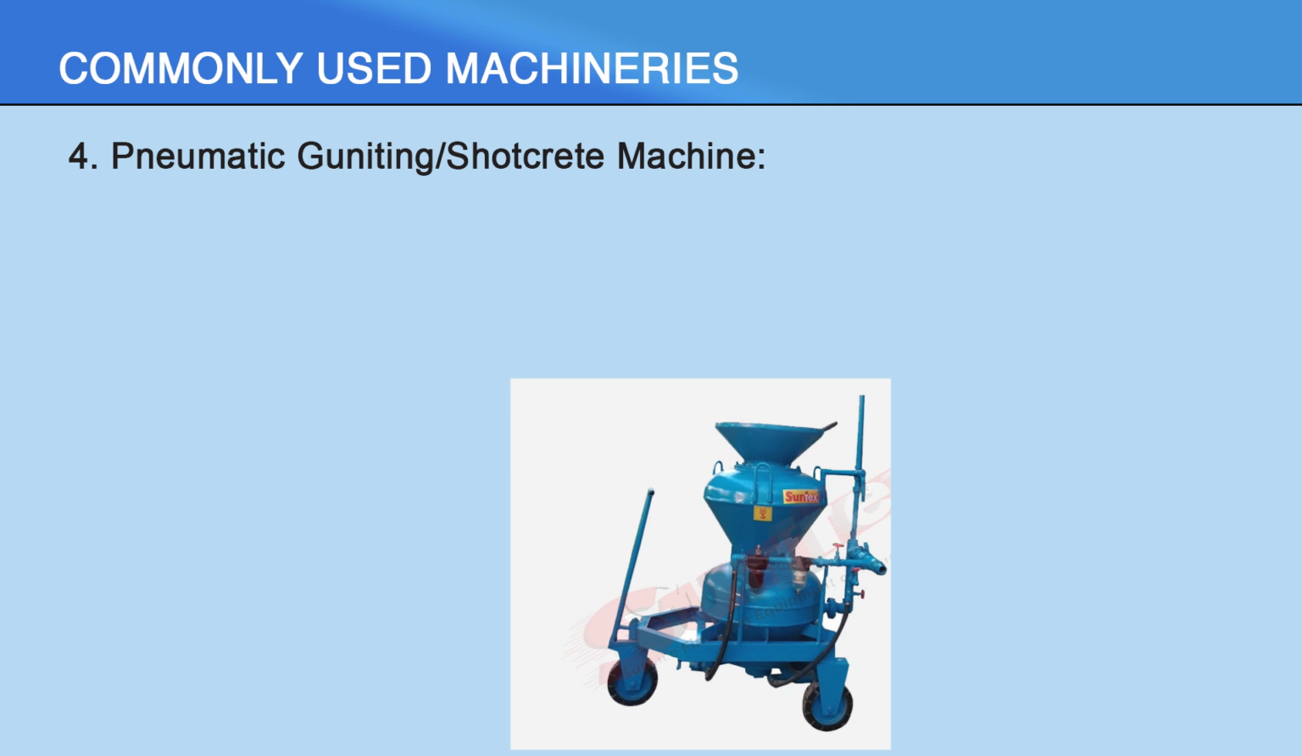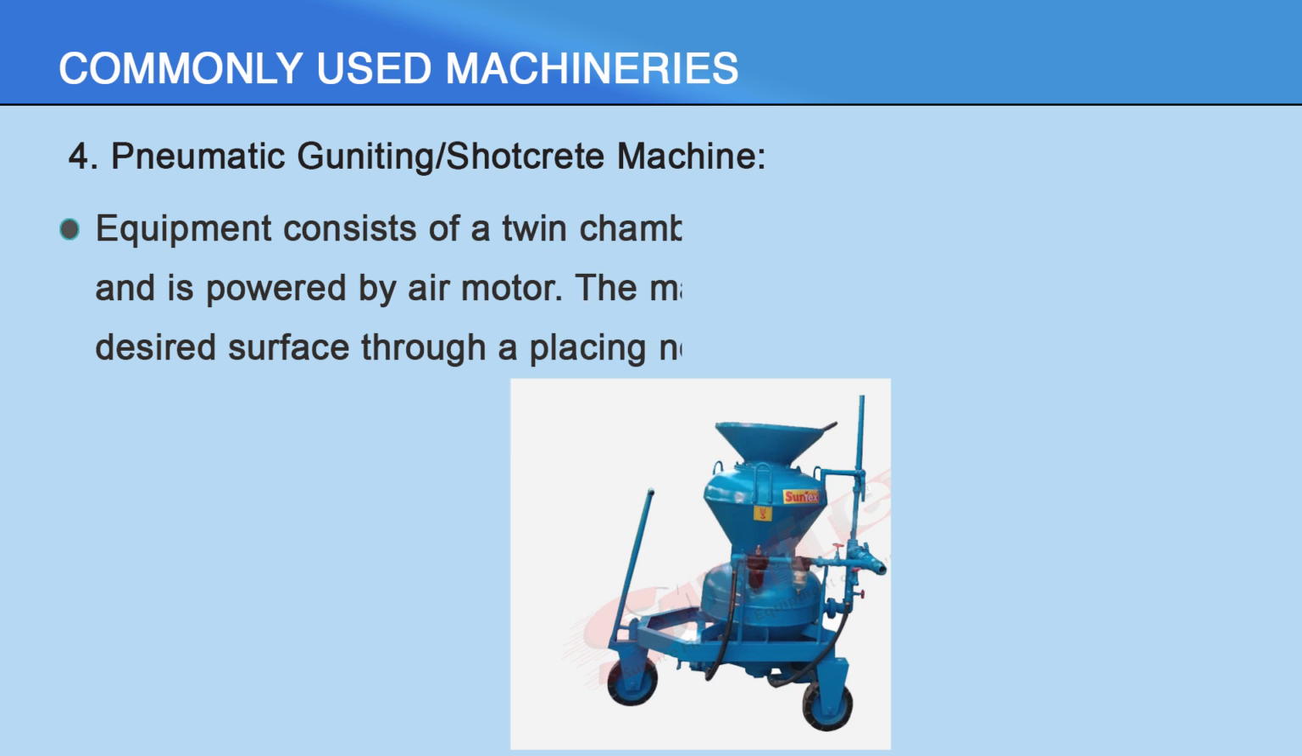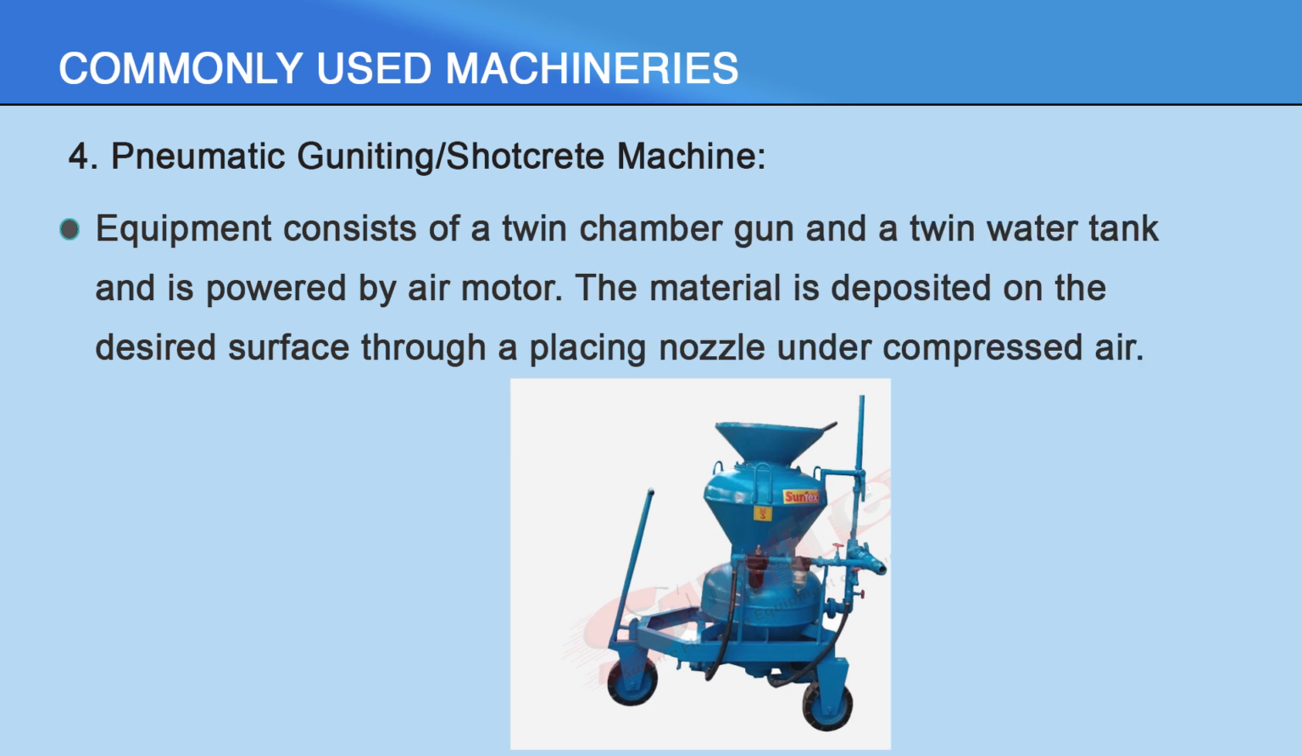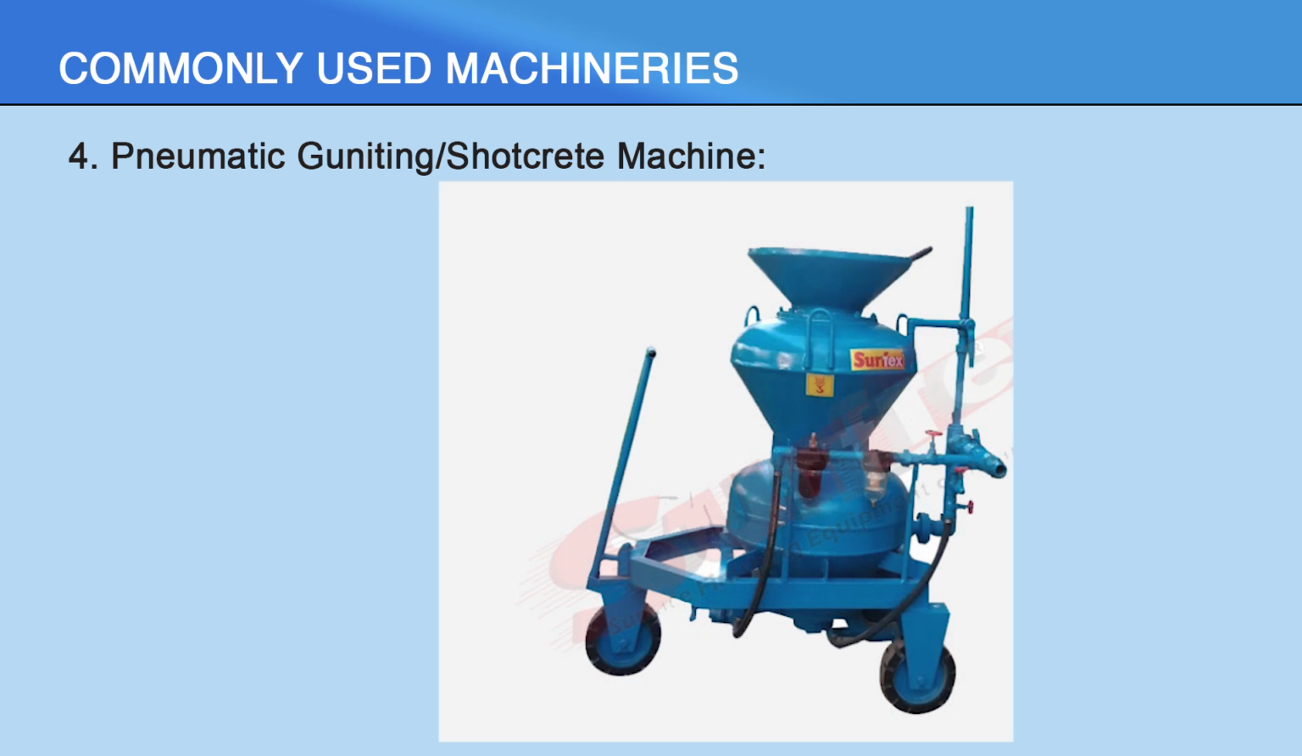Next, pneumatic gunneting or shotcrete machine. This equipment consists of a twin chamber gun and a twin water tank and is powered by air motor. The material is deposited on the desired surface through a placing nozzle under compressed air. The applications of these machines are as follows. For sand blasting work by fitting on a sand blasting nozzle.